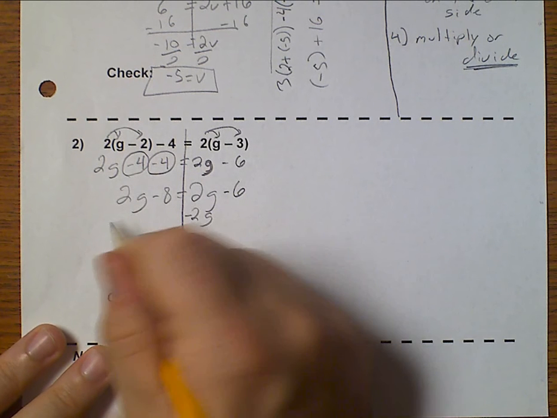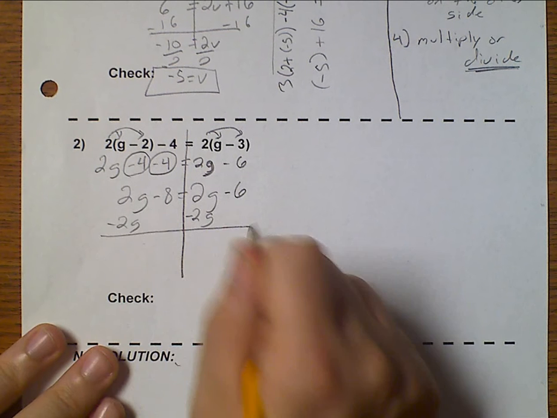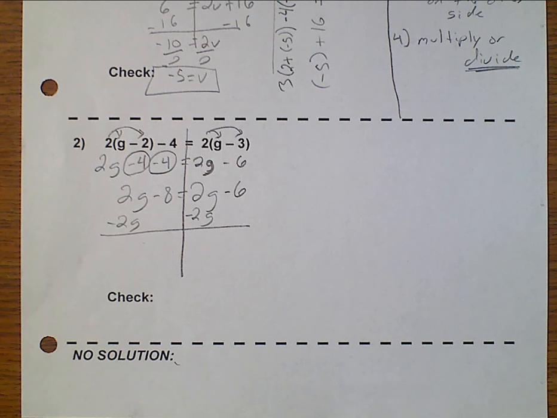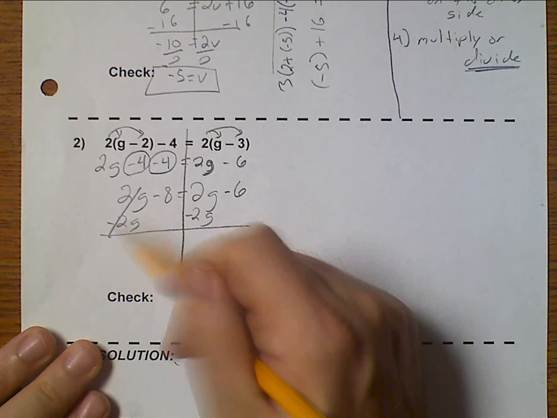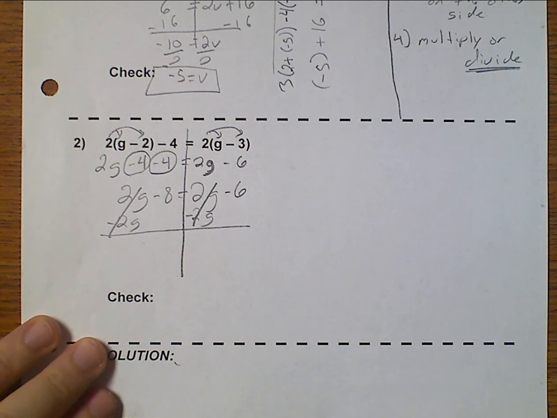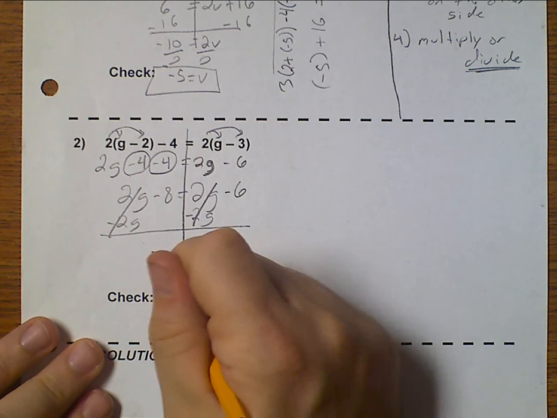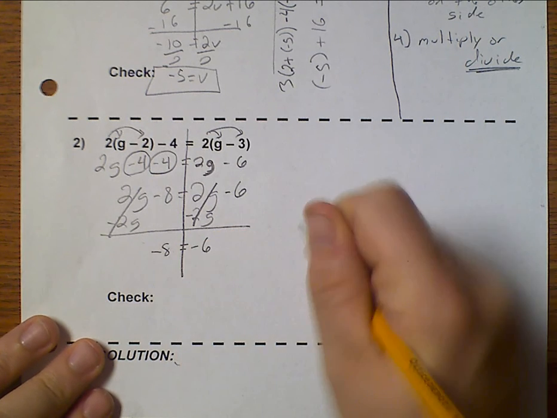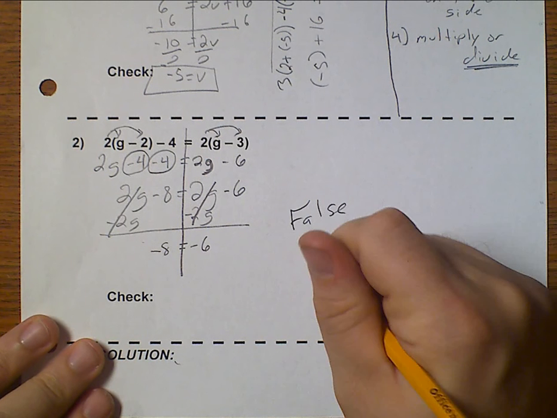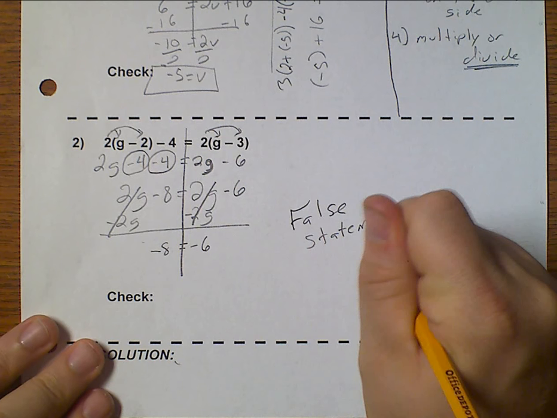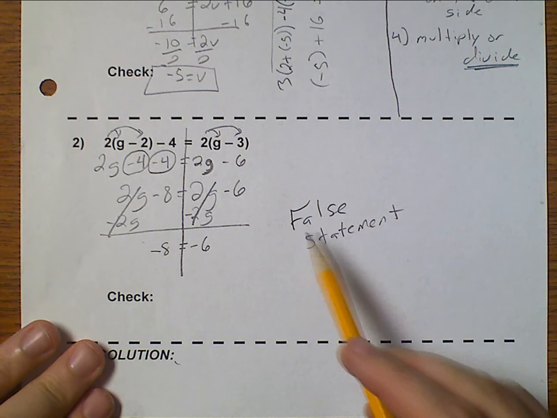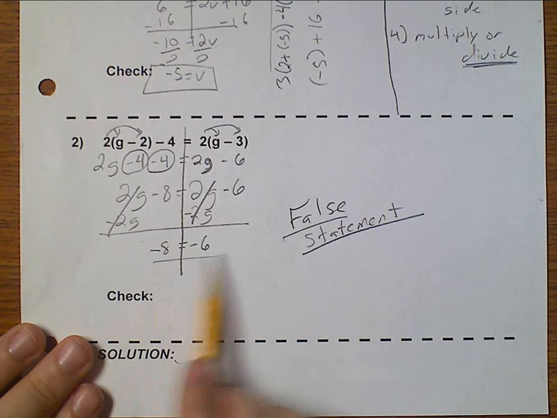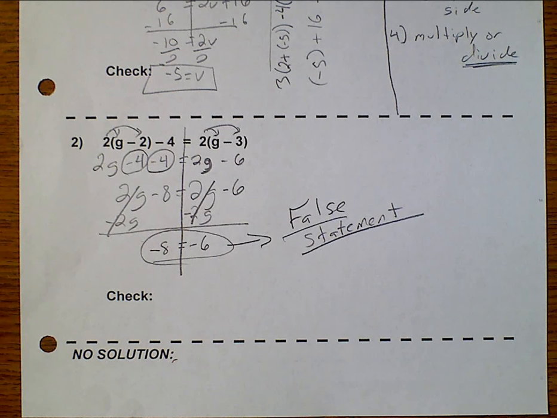I need all of my g's to one side, so I'm going to go ahead and subtract 2g. And you may already notice what's happening. It was kind of hard to figure out which g to get rid of, because what happens is they eliminate on both sides. And that's okay. What we wind up is that negative 8 equals negative 6. And this is a false statement. Negative 8 does not equal negative 6. Doesn't matter how often you ask about it. And so, what we have is no solution.